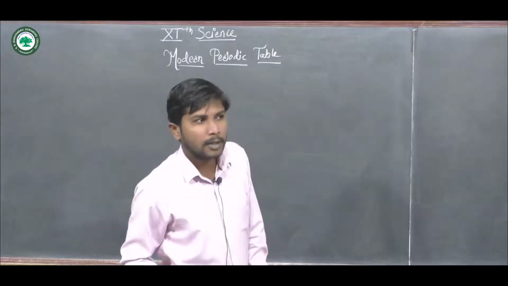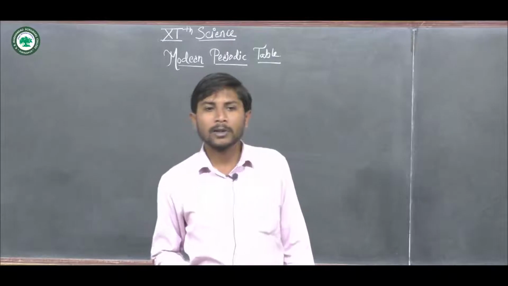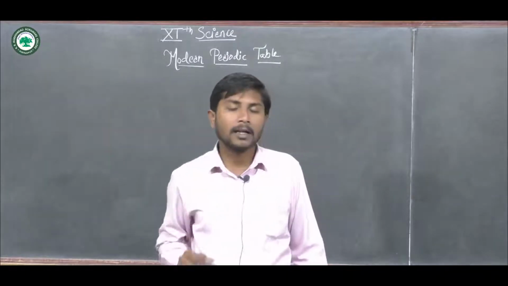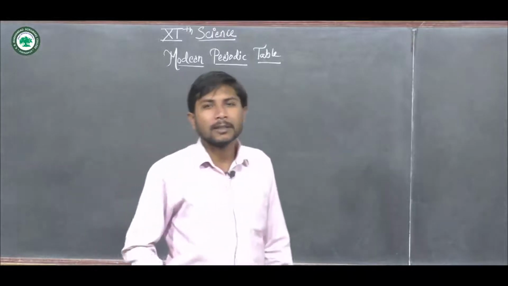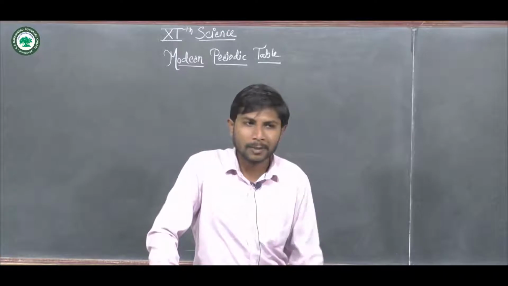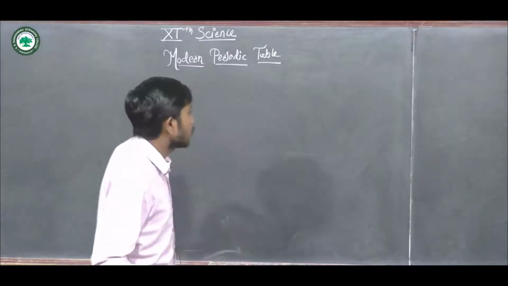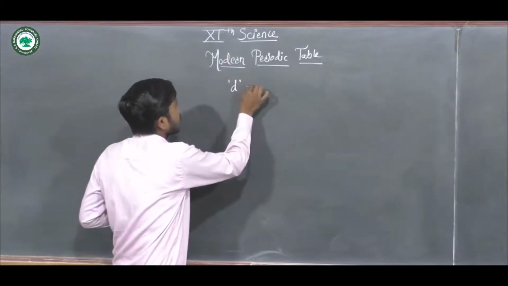As previously we were discussing the modern periodic table, we have seen how much classification it carried for the elements, and we have seen some different characteristics of the S block elements and P block elements. Now we are going to discuss the characteristics of D block elements.